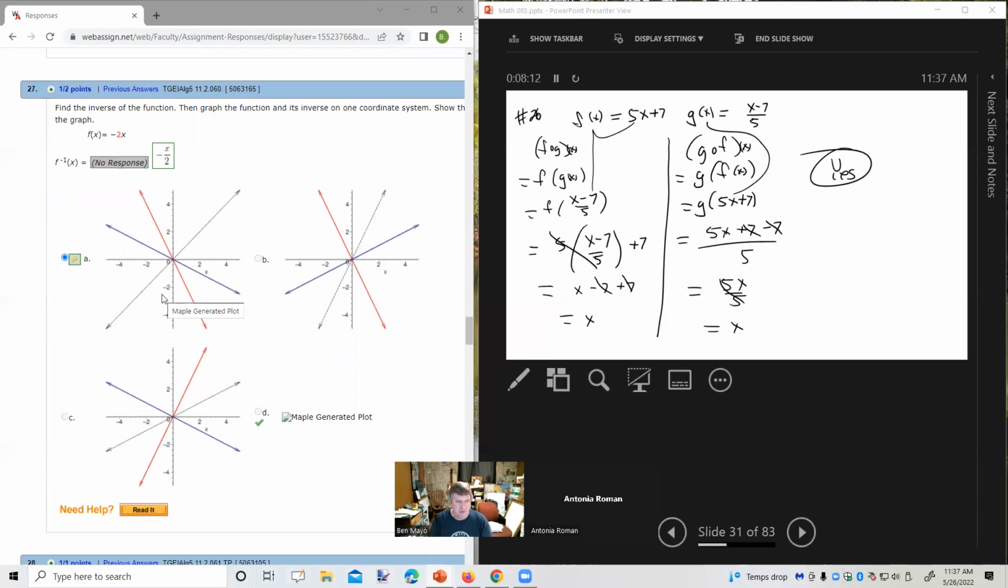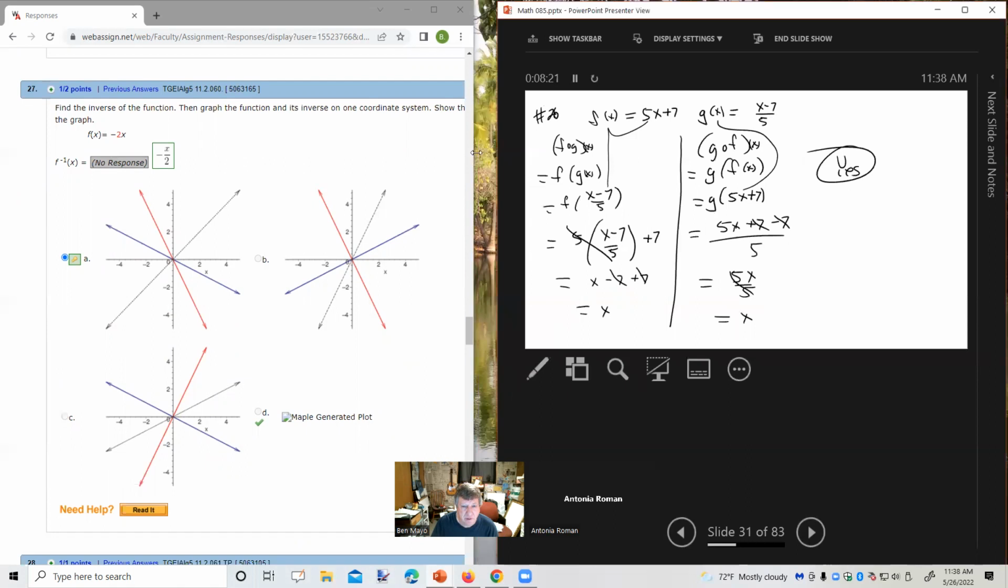Let's take a look at 27. Find the inverse of the function, then graph the function and its inverse on one coordinate system. Show the line of symmetry on the graph. Okay.